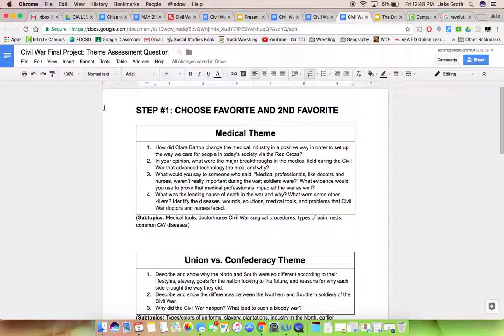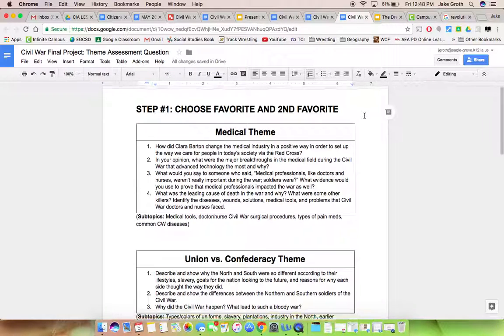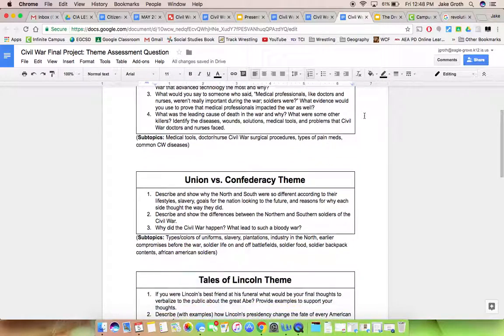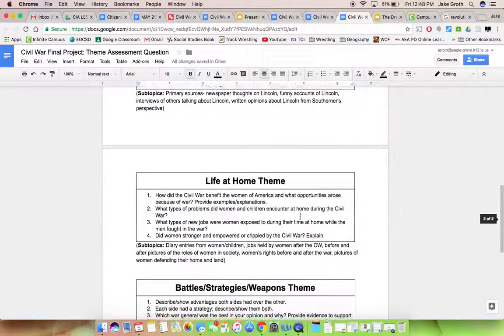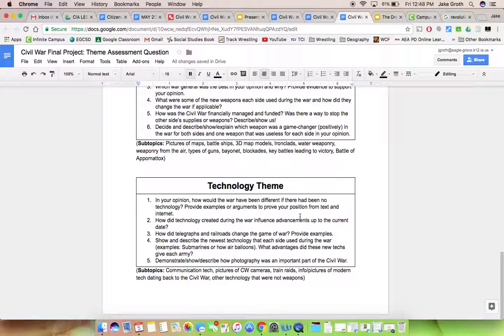So after we've done the preliminary stuff, we're going to go to step one, and that's choose your first and second favorite themes for your Civil War project. The themes are broken down into, I think, 6 categories. You've got the medical, the Union versus the Confederacy, then you've got Tales of Lincoln, then you've got life at home, battle strategies, weapons theme, and for all you techies out there, we got a theme for you called the technology theme.